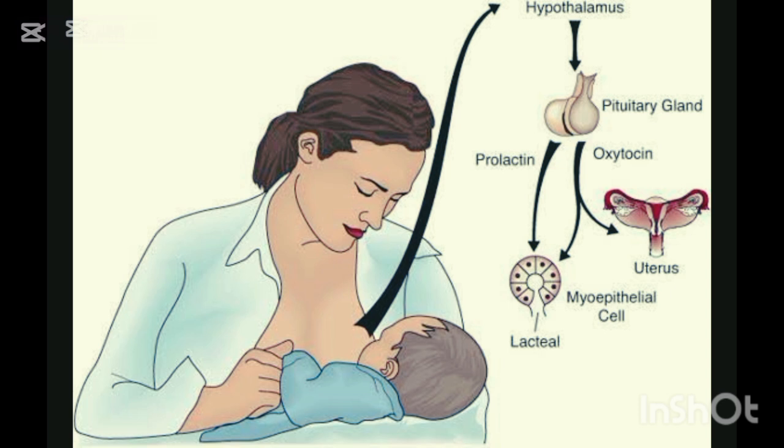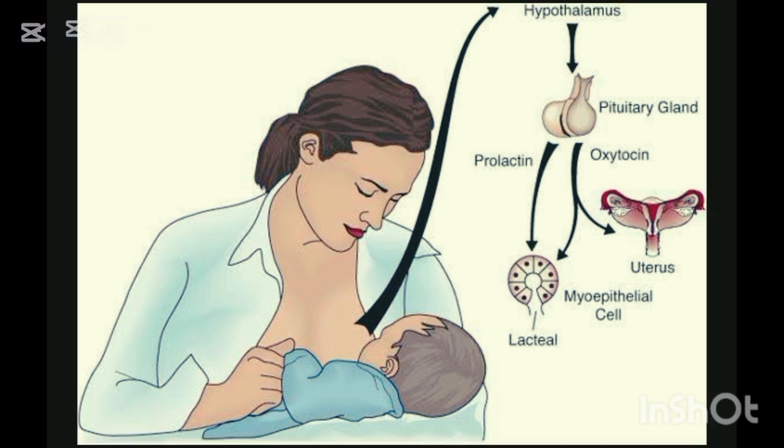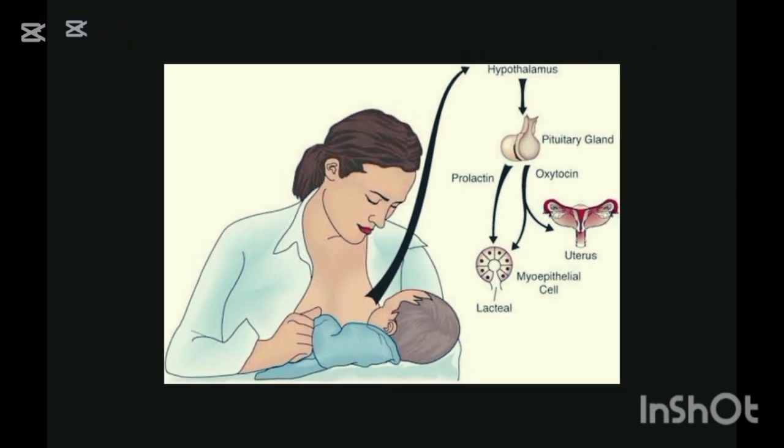Once the baby suckles on the nipple, it sends signal to this part of the brain, which is called the hypothalamus. Then the hypothalamus sends signal to the pituitary gland. The anterior pituitary gland is responsible for producing prolactin, while the posterior pituitary gland is responsible for producing oxytocin. The prolactin works on, you can see in the diagram, the lacteals, which are the cells found in the alveoli that are responsible for producing milk. While the oxytocin works on the myoepithelial cells that surround the lobules, which helps in milk ejection.